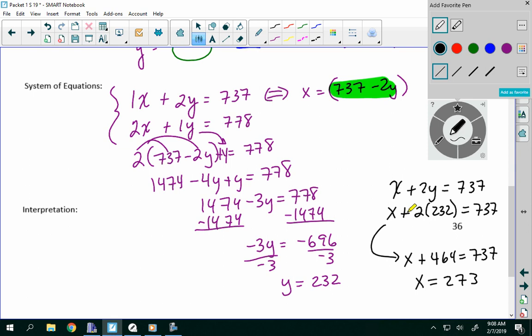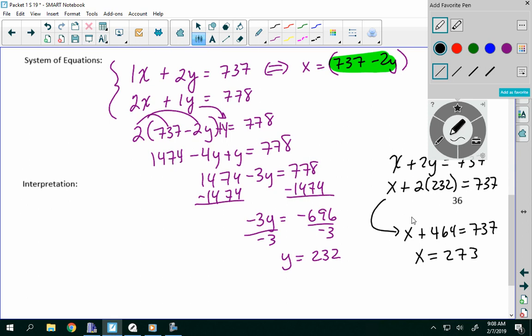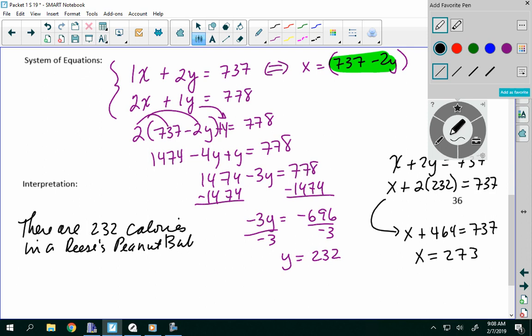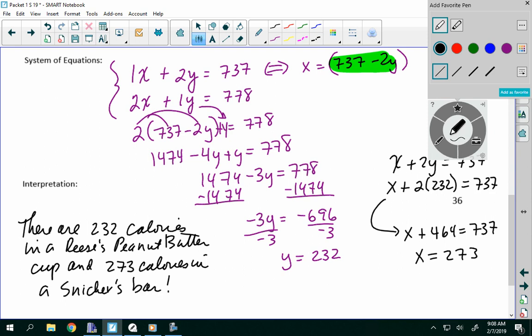273. So now my interpretation is just writing my sentence to say there are 232 calories in a Reese's peanut butter cup, and 273 calories in a Snickers bar. I hope this problem didn't make you too hungry.